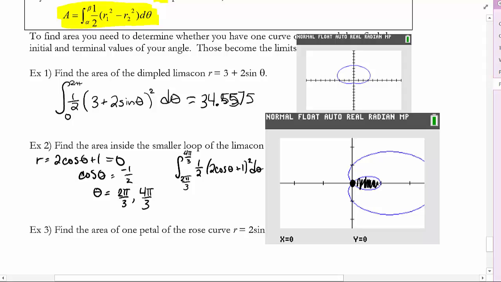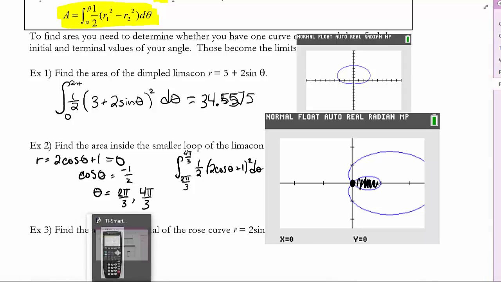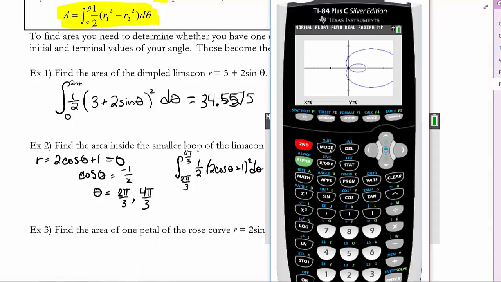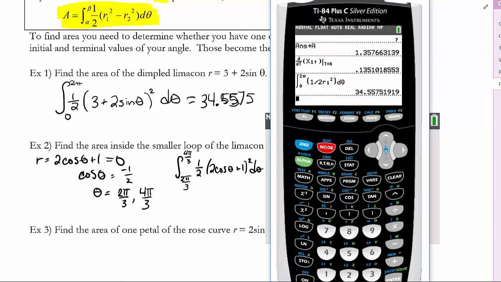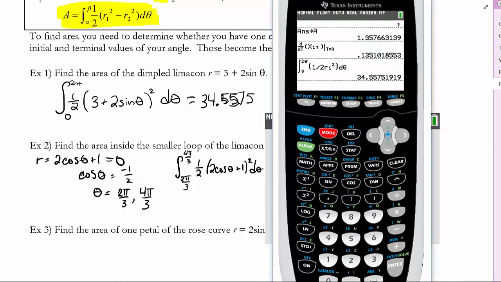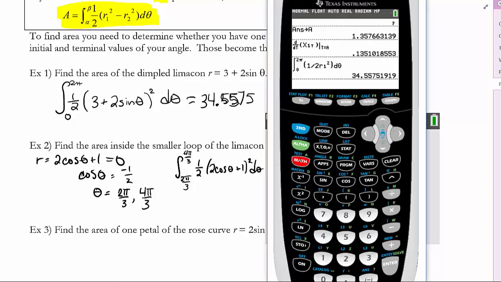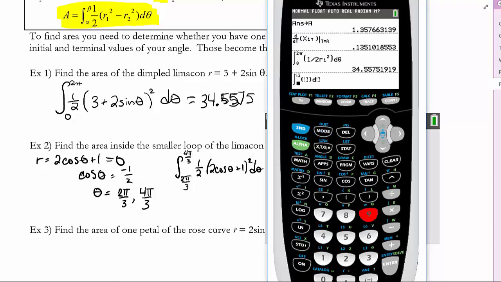squared d theta. So again, I'm going to pull up the calculator, and I'm still in polar, so I can use my home screen here. I need, let's see, math 9, 2 pi over 3, and 4 pi over 3. I put them in the wrong spot. Sorry. 4 pi over 3, there we go. 2 pi over 3.